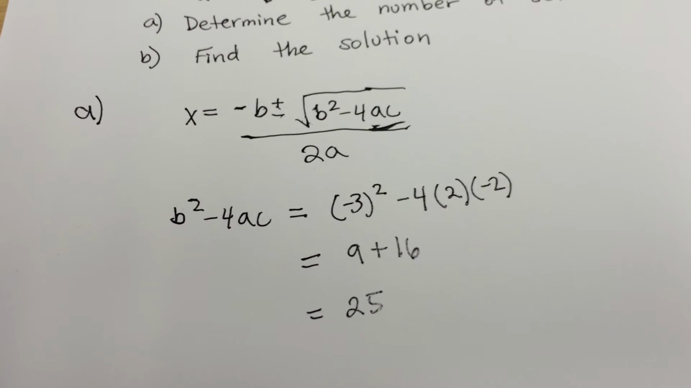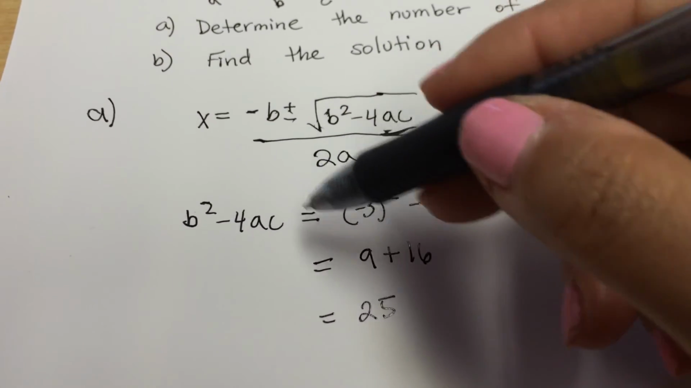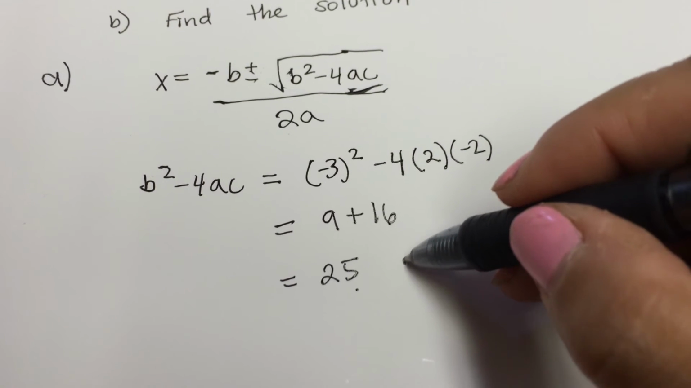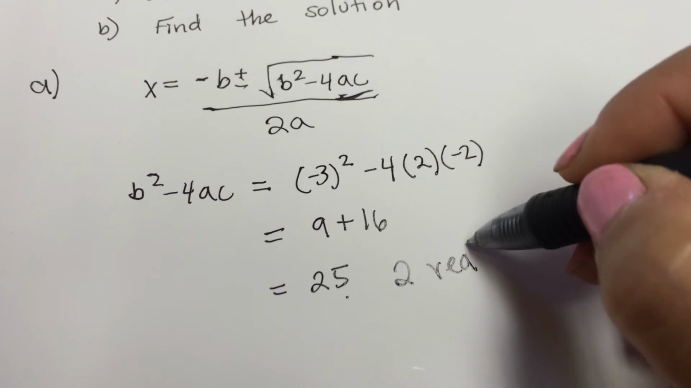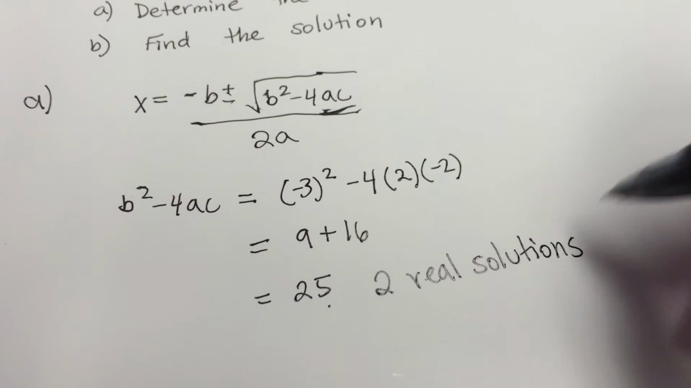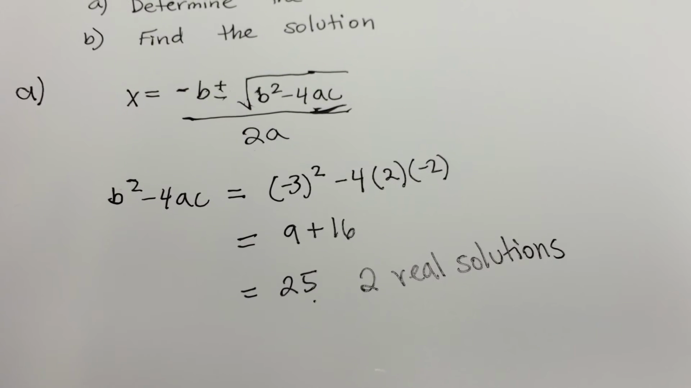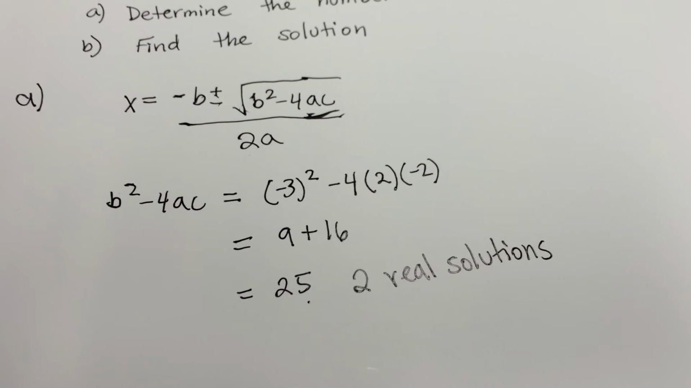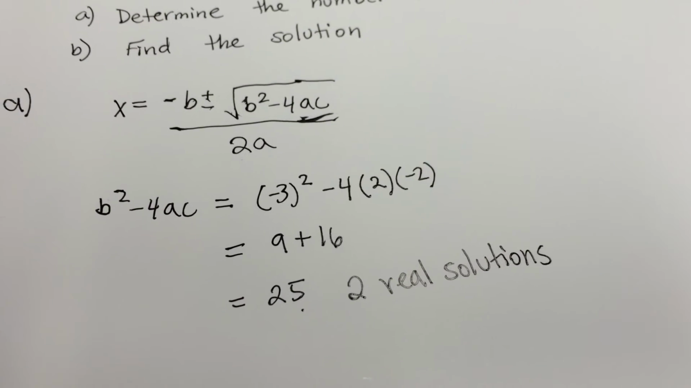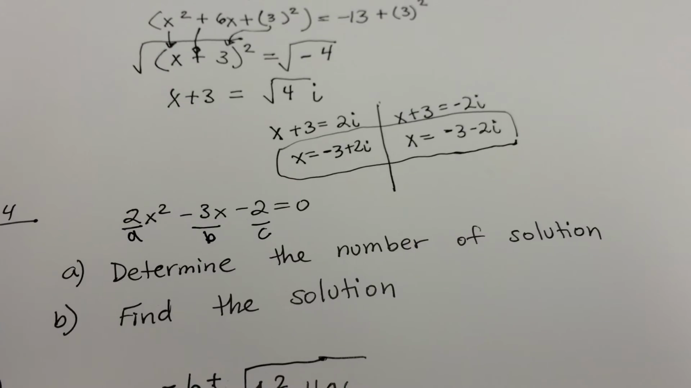Now this right here is all of this part right here. So we said if this is greater than 0, which 25 is greater than 0, then we have 2 real solutions. If it equals 0, remember that's one real solution. If it's less than 0, that's when you're going to get a negative inside the square root, so you're going to get imaginary numbers, so there are no real solutions in that case. Okay, so that's part A, determining the number of solutions.